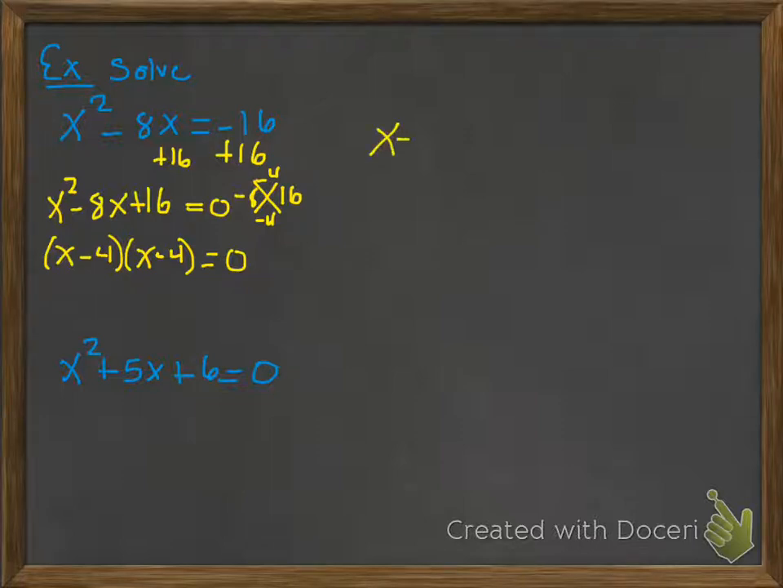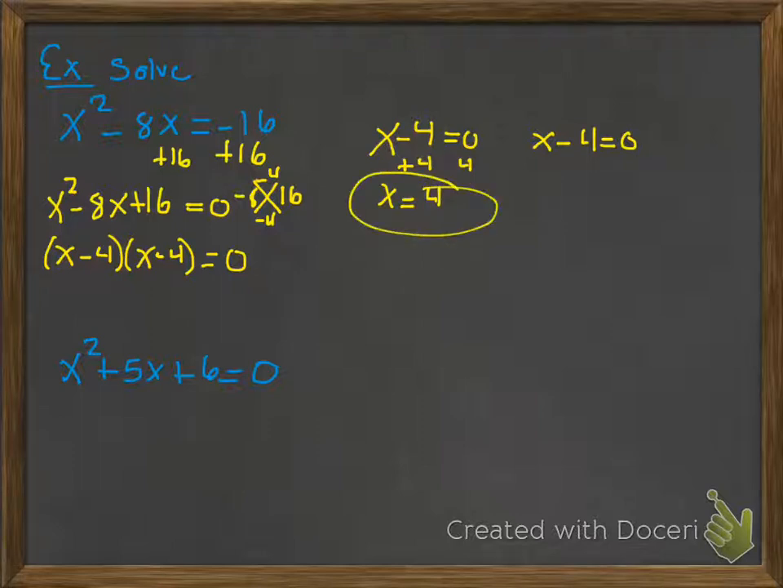So x minus 4 is equal to 0, and x minus 4 is equal to 0. We really only need to do this once, since it's the same number. Add 4 to both sides, and we get x is equal to 4. So that would be my answer. This one only has one answer because they're the same factor. Most of the time we'll have two or more.